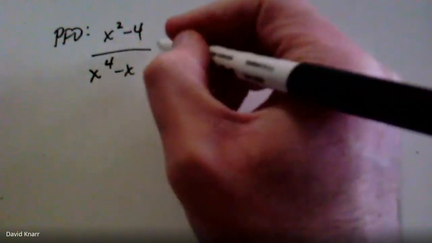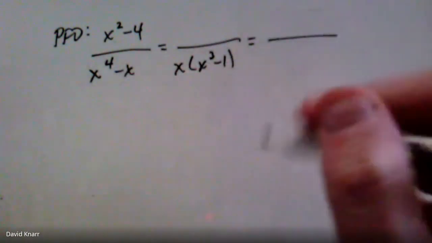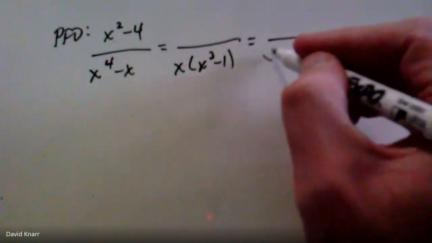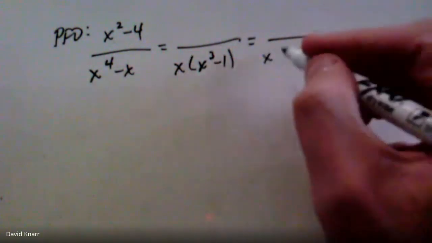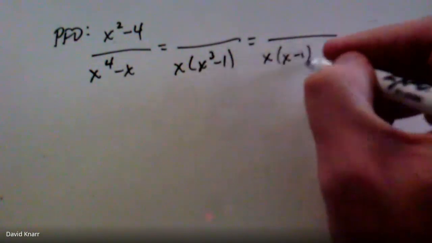I'll show you an example real quick of a place where that hybrid method comes in handy. So let's try another partial fraction decomposition. One more, and then we're all set here. On the bottom, you can factor. You can take out a GCF, it's x. Now x cubed minus 1 will factor. This is the difference of two cubes, that formula that everybody forgets all the time. So this will factor as x minus 1.